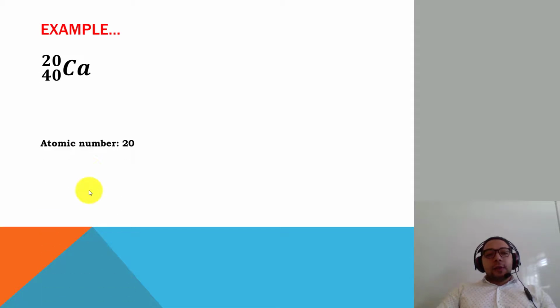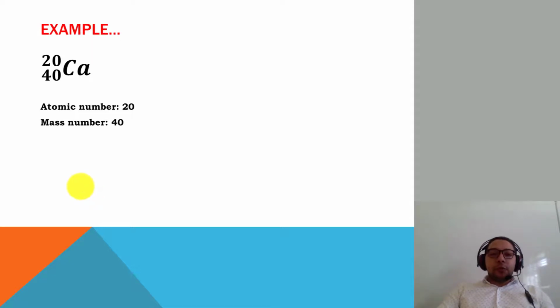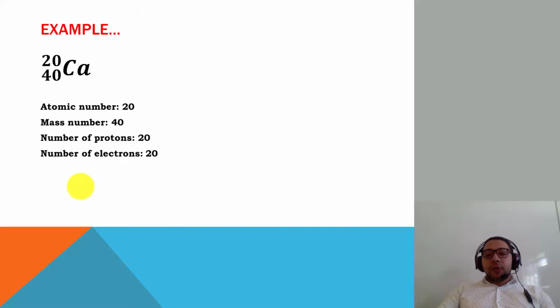So let's discuss, we have atomic number which is 20. The mass number is going to be 40. In order to figure out the number of proton, electron, neutron, remember that fact, don't forget it. The number of proton and number of electron are both going to be equal to the atomic number. So the atomic number is the smallest number, which is 20. So number of protons is going to be 20. Number of electrons is going to be 20 as well. And the number of neutron is going to be 40 minus 20, which is going to give you 20 neutron.